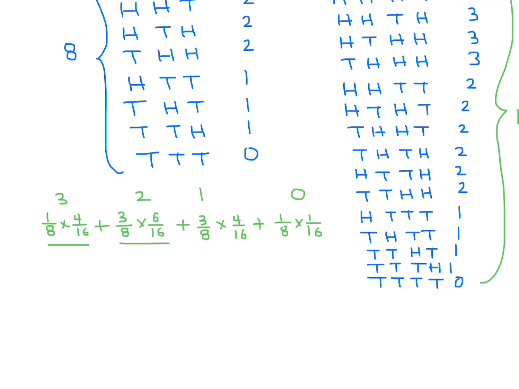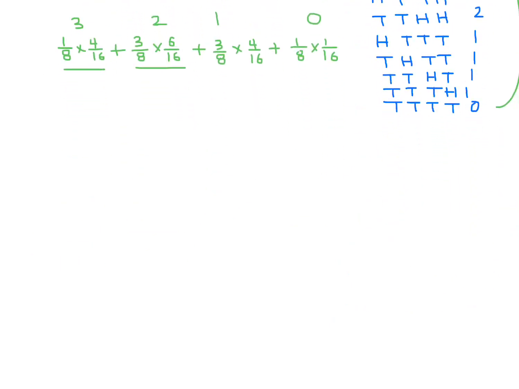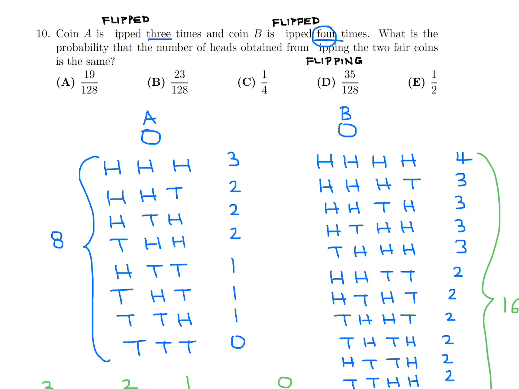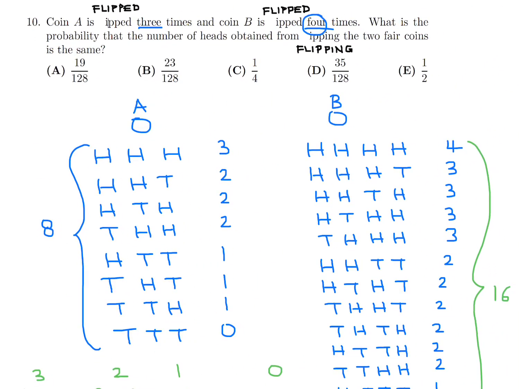So there you have it. You've got this big long thing, so we've got to figure this out. The good news is the denominator looks like it's always the same, 8 times 16. So numerator, 4 plus 18 plus 12 plus 1. And that looks like 35. 8 times 16 is 128. And I think that's in lowest terms. 35 over 128, perhaps. So let's see, 35 over 128. Great, it's one of the answers. It's choice D.